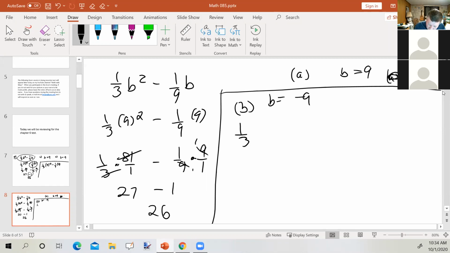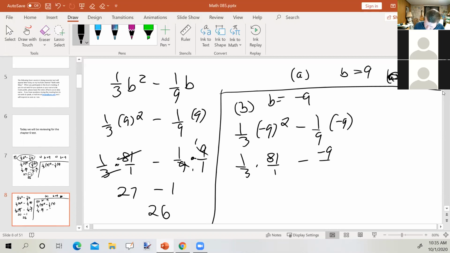Part B, b is equal to -9. So now we've got 1/3 times -9, the quantity squared, minus 1/9 times -9. So we get 1/3 times, well, -9 squared, -9 times -9 is still positive 81. But here we've got -9 over 9, okay? So then subtracting a negative is like adding a positive. 27 plus 1 is 28. Are we okay with that? Yes, thank you. You're welcome, and thank you for letting me know.